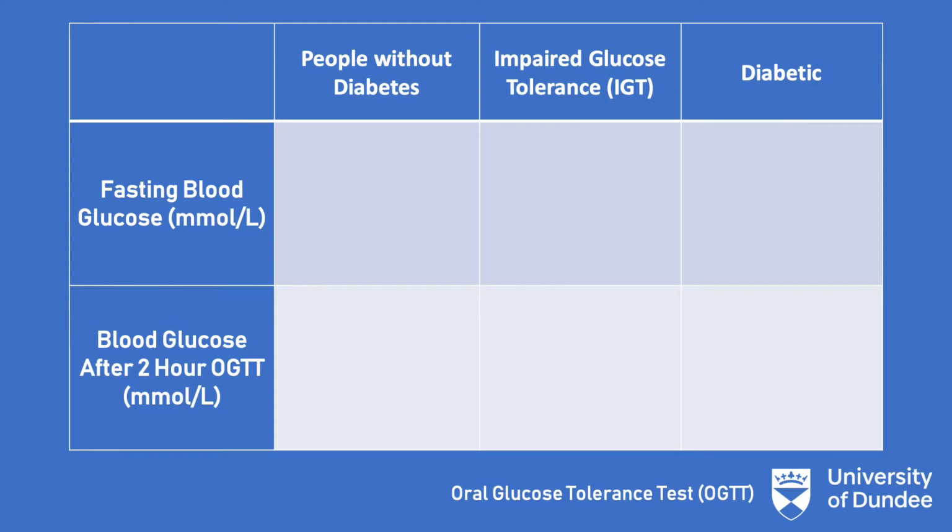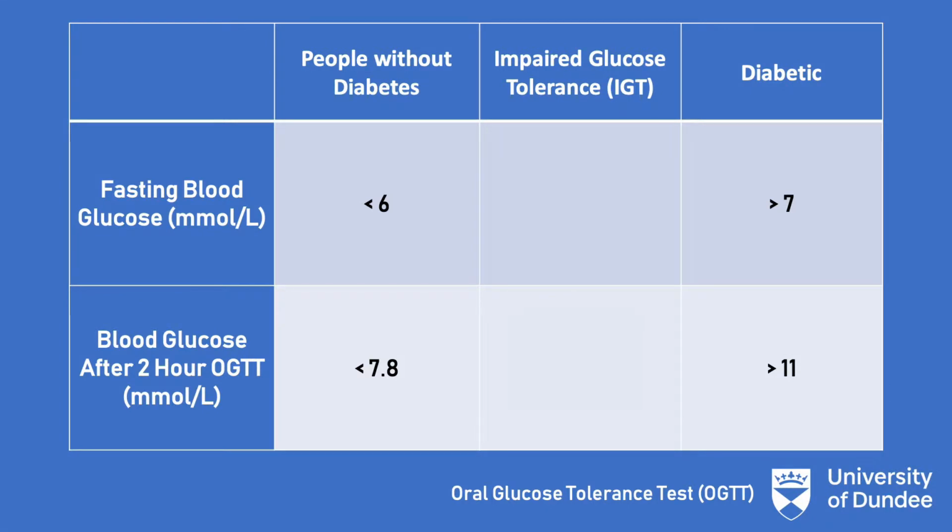In a person without diabetes, the initial fasting blood glucose level should be under 6 millimoles per litre, whilst their blood sugar 2 hours after taking the glucose should remain under 7.8 millimoles per litre. For a person with diabetes, their initial fasting blood glucose level would be seen to be over 7 millimoles per litre, with a blood sugar after the glucose tolerance test of over 11 millimoles per litre.